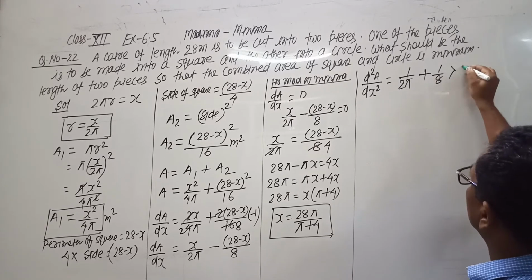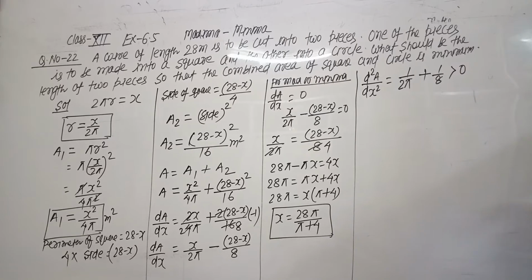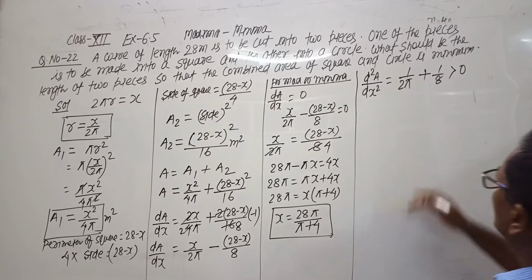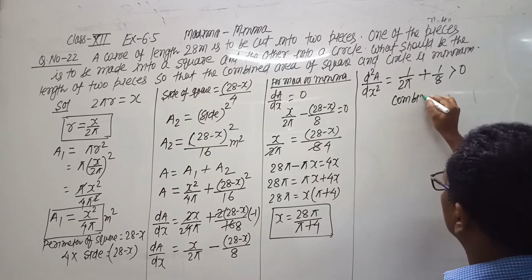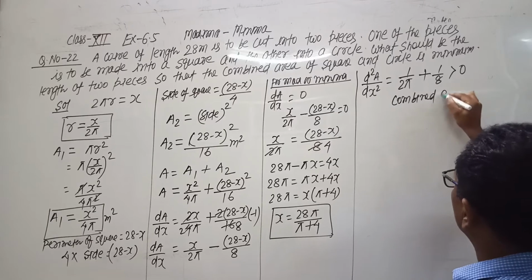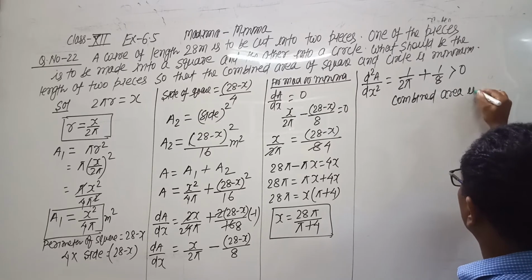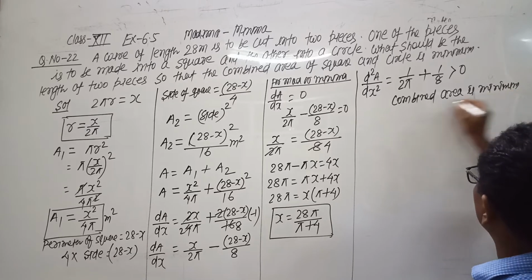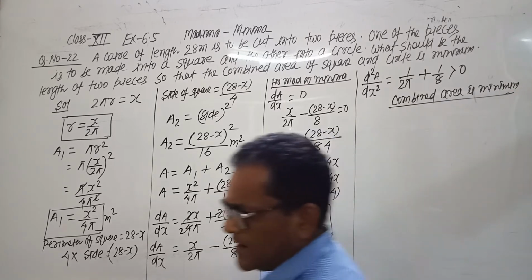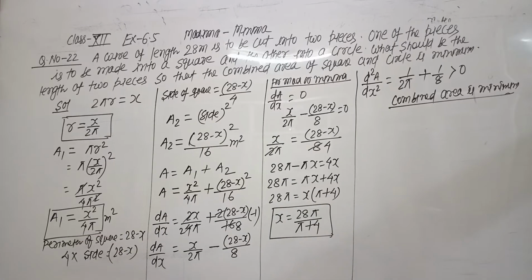Which is greater than 0. Therefore, the combined area is minimum. We find that the combined area of the square and circle is minimum.